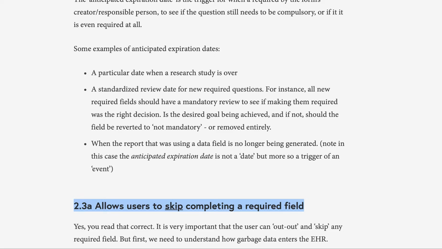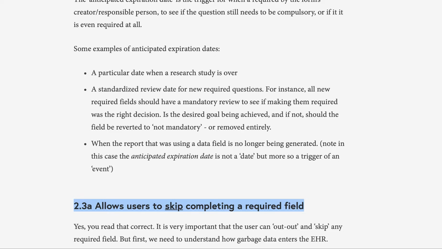This is one of the most important aspects of safe electronic health record form development. Okay? Here are 3 examples of how garbage data enters into the medical record. If we understand these 3 examples, we can then understand why having an opt-out option would have improved the data quality in all 3 cases. And you can imagine many, many more cases.